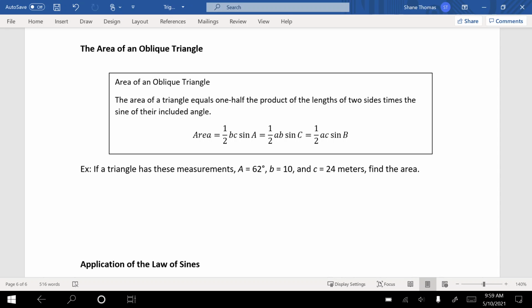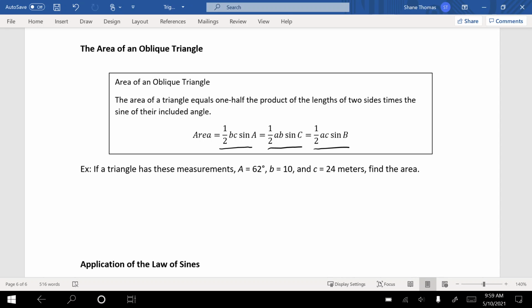Now, each one of those would be a different one. So if I have BC, then I have to use sine of A. If I have AB, use sine of C. If I have sides AC, then I use sine of B. Okay, so basically there's three separate formulas there, but they're all exactly the same. They're all equal to the area.